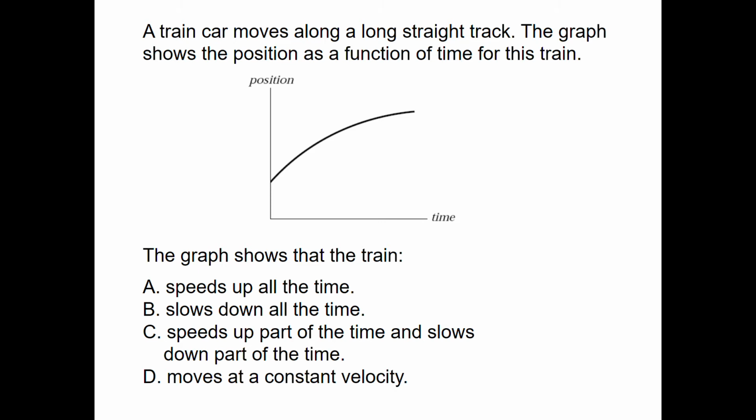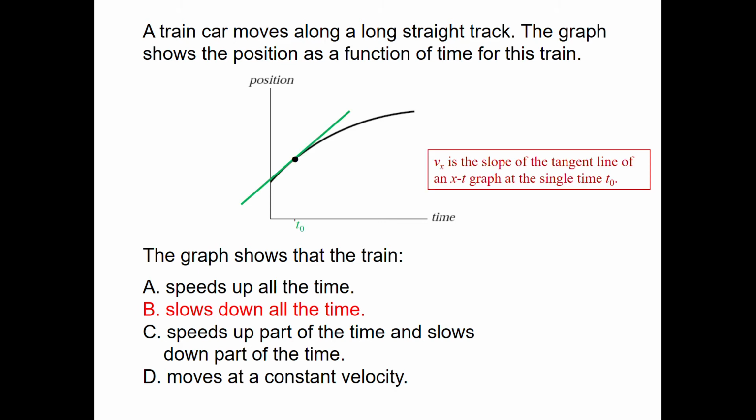Okay, if you're still thinking about it, what I want you to do is pause the video. I'm going to go on and talk about the answer now, but you should take the time to really think through all of them, stare at the graph, and decide on an answer every time we have one of these voting questions. The correct answer is it's slowing down all the time, and we can see that by using part of what we found out on the previous slide, which is that the x velocity is the slope of the tangent line attached at the time you're interested in.